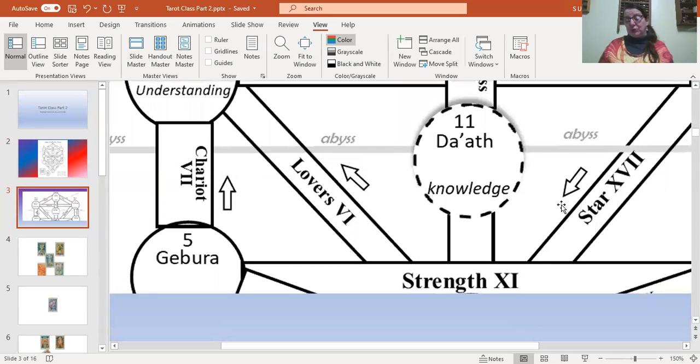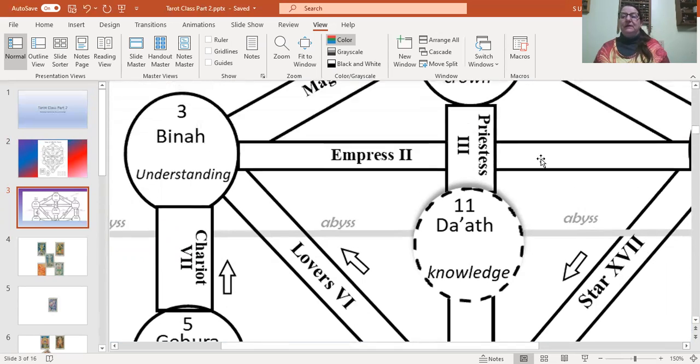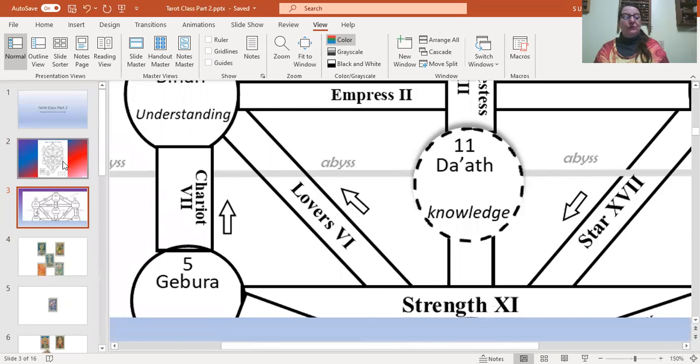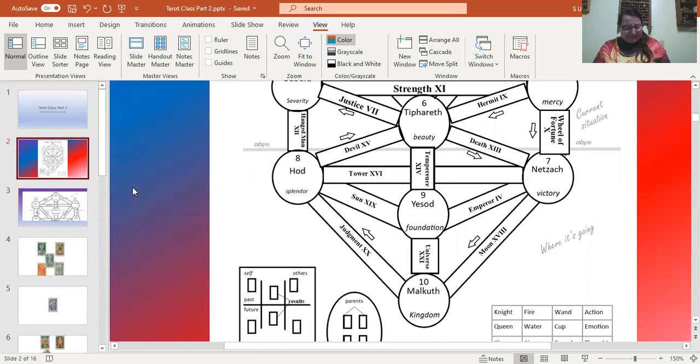And we will get into the meaning of the Star card when we get into the cards that go above 15. But for now, you should know that the Emperor has been a very naughty boy, and he is now grounded at the bottom of the tree.